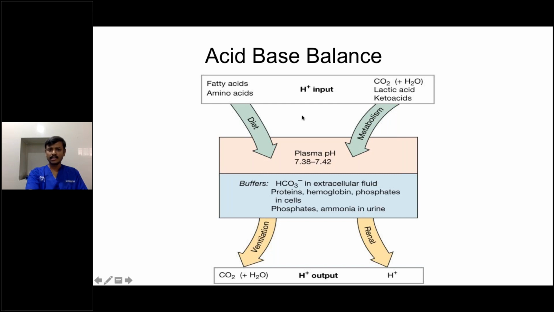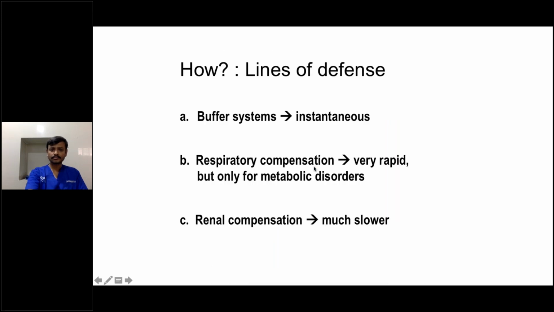It will remove the H plus ion in the form of carbon dioxide. The patient will start breathing at a higher rate, that's hyperventilation, so that this acidic environment will be normalized, or the pH will be normalized. Or even from the kidney, H plus ion will be removed through the kidney, so the H plus ion concentration or pH is maintained normal. So these are the defense mechanisms.